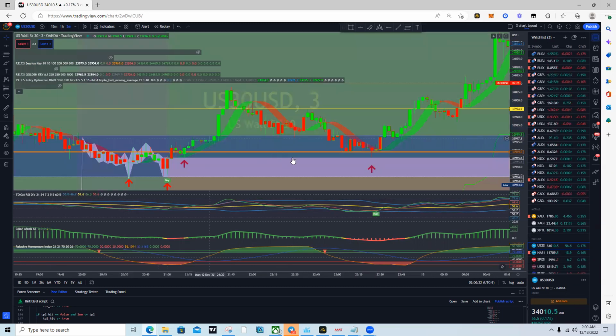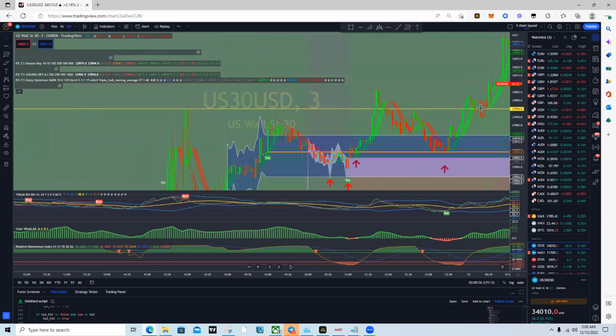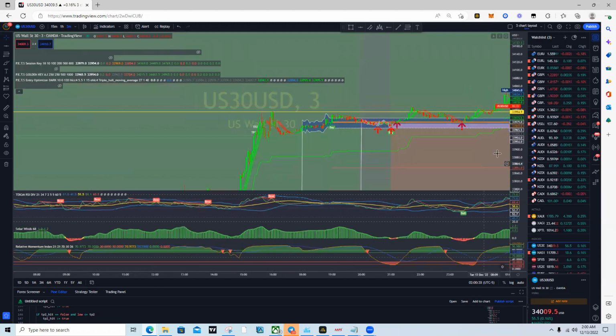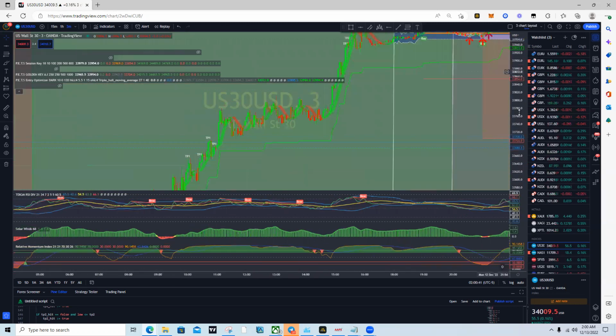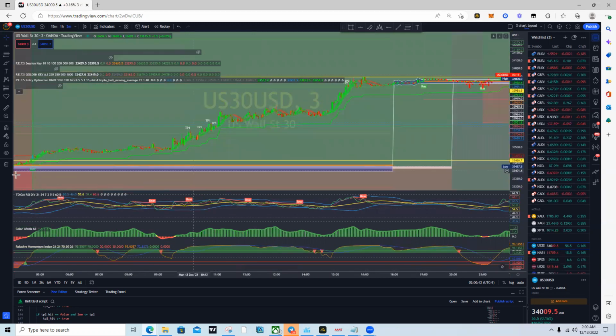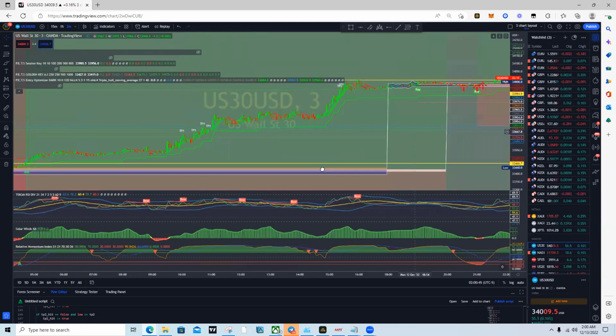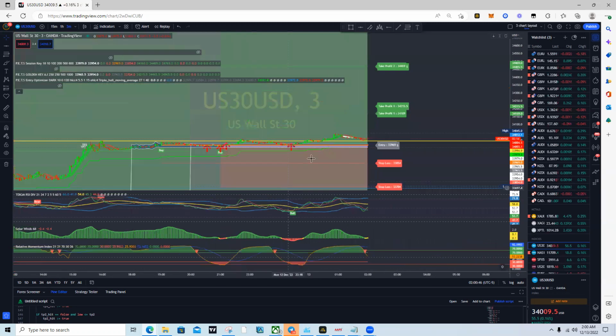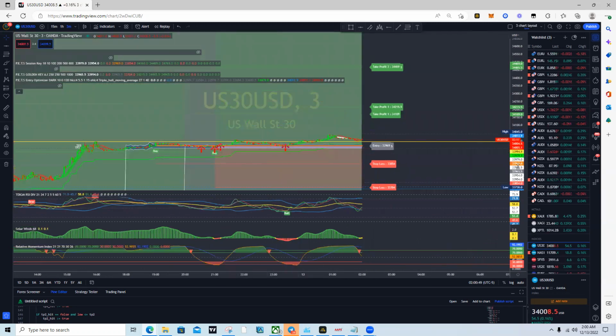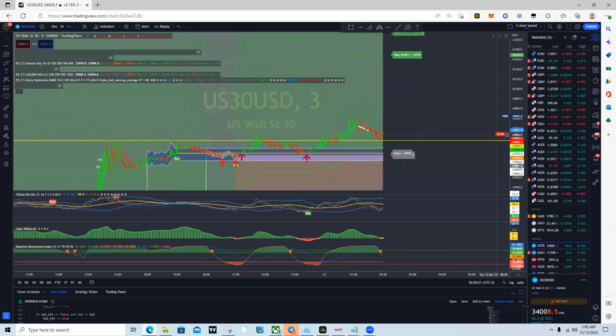Let's not forget the entry optimizer that gave us the buy the entire time. I mean, we've been riding the buy from the entry optimizer since back here. This is just more entries from the trade that we already had.